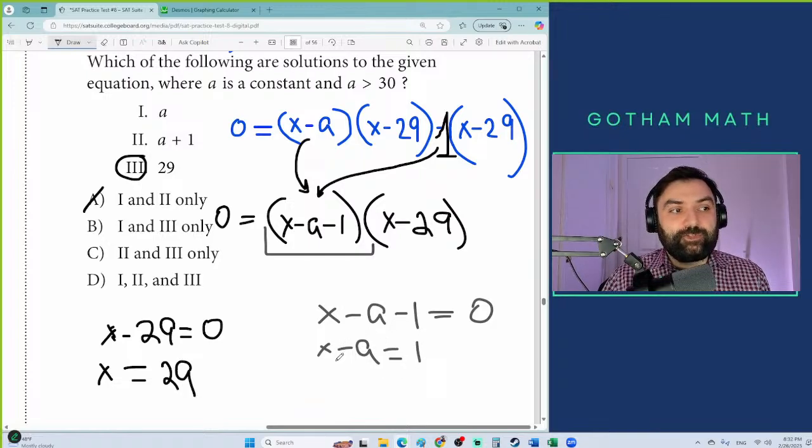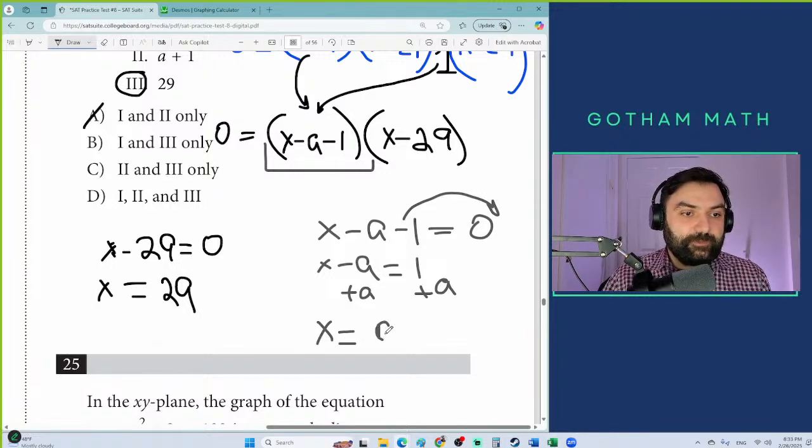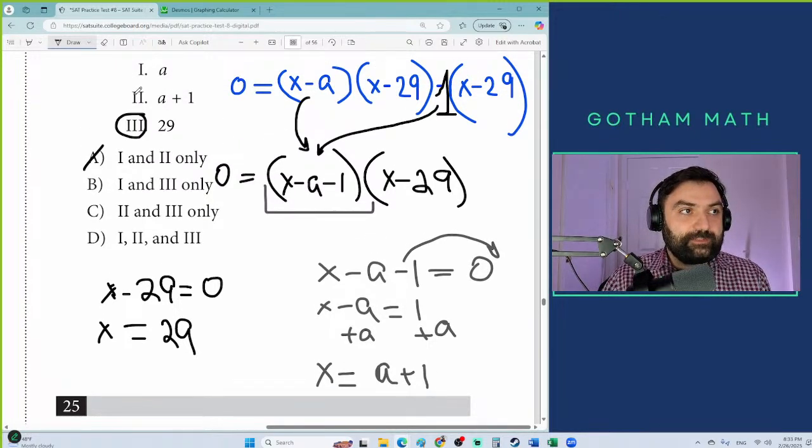And if I'm going to transfer a also to the right side, add a to both sides. For now, I just did this, but technically I moved everything. x will equal 1 plus a, or a plus 1. Actually, I'm going to write a plus 1. And that's 2. So the answer is C, 2 and 3. We didn't get a, just a.